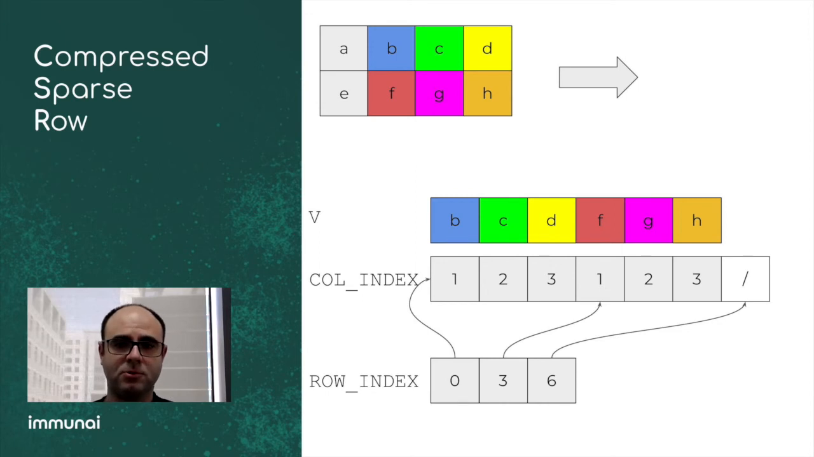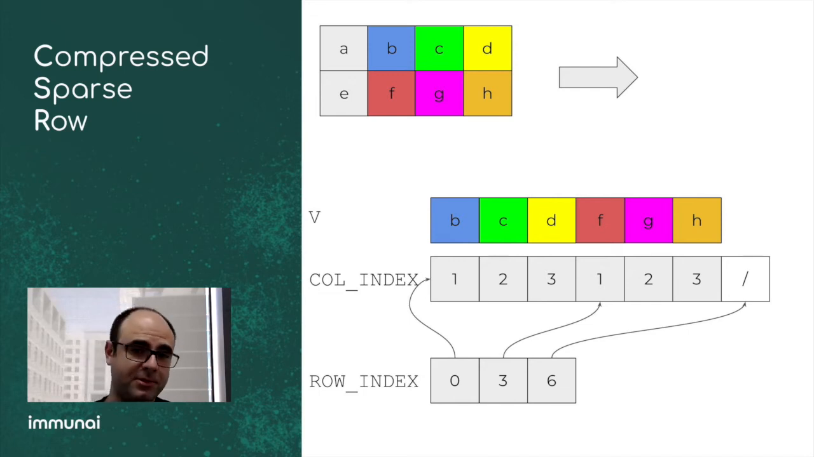So in this case, the first row non-zero elements are B, C, D. The second row non-zero elements are F, G, H. And then we just put them in order in the first array V. And then we try to reconstruct where we took each of these values from. So we need to say that B came from column number 1, C came from column number 2, D came from column number 3, and F came also from column number 1 of the next row. Okay, so we store all this data in the array we call column index.